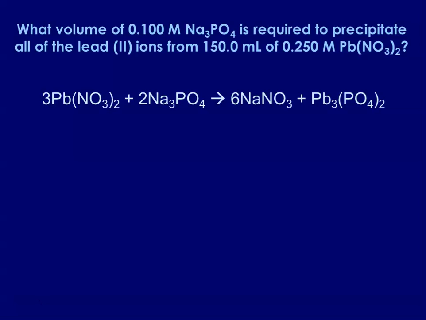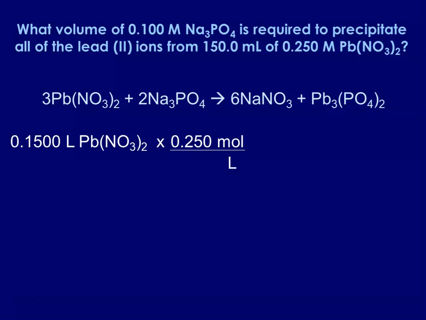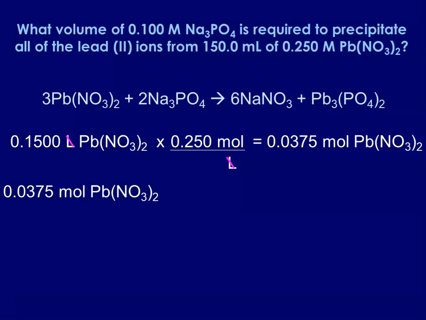So I want to figure out which reactant is limiting, and I only have the information to find moles about one of my reactants, the Pb(NO3)2, so that has to be my limiting reactant. I would take its volume and its molarity to find its moles. And now I can use stoichiometry to figure out about Na3PO4. If I want to find the volume of 0.1 molar Na3PO4, I need to have moles so that I can use moles and molarity to help me find volume. So I'm going to start with my limiting reactant, the 0.0375 moles.